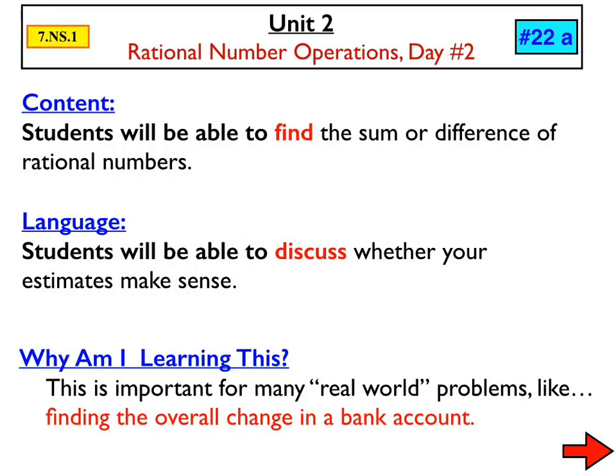Today, lesson 22A, day number 2 of rational number operations. So we just extend off of our discussion yesterday, and our discussion yesterday was solely on finding the sum or difference of rational numbers. We defined what a rational number is, and typically in 6th grade it's defined to be any number in the form of a fraction, or that can be written as a fraction.